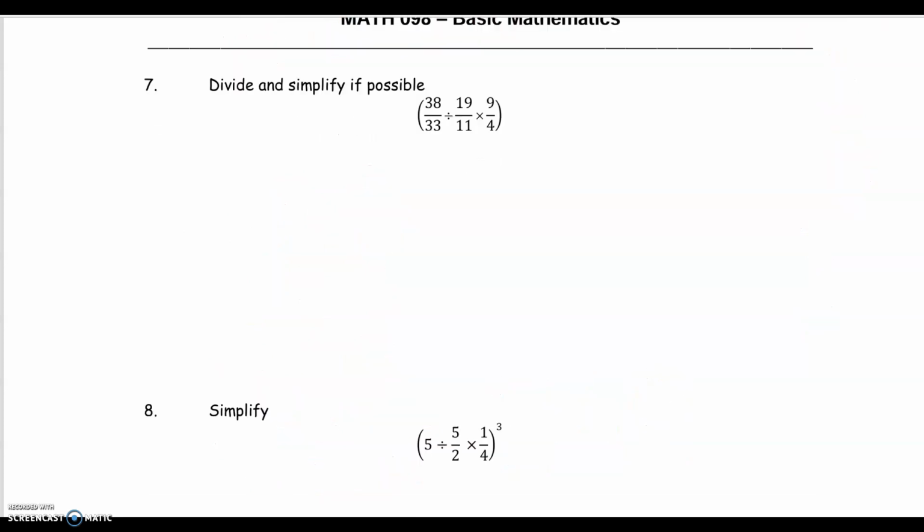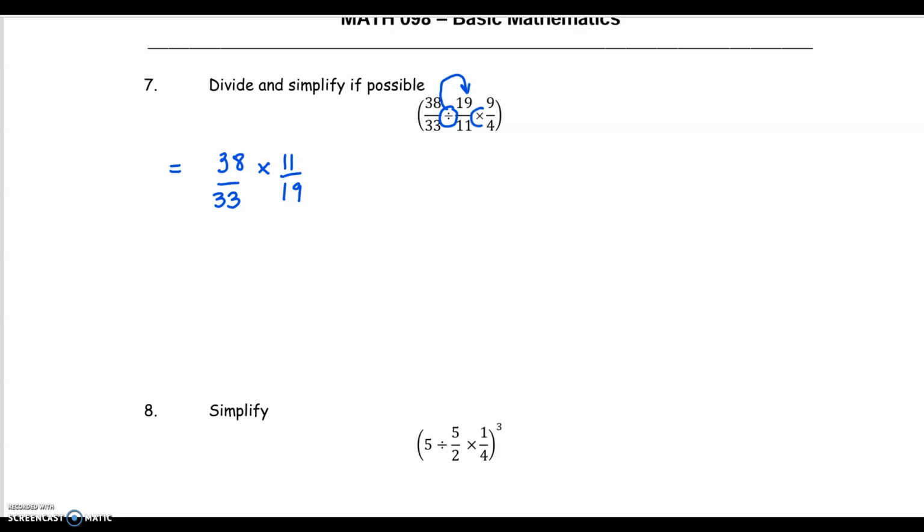Okay, so we have fractions again, and we do have division and multiplication. So where do we begin? Let's look at this. 38 over 33. Now remember always to change division to multiplication. And what do we do next? Look at the one fraction right next to it and flip that fraction.